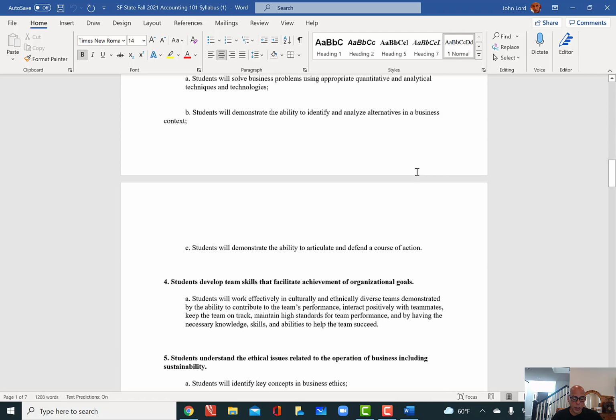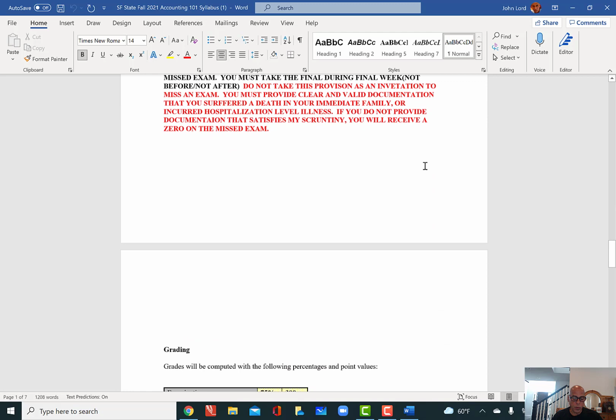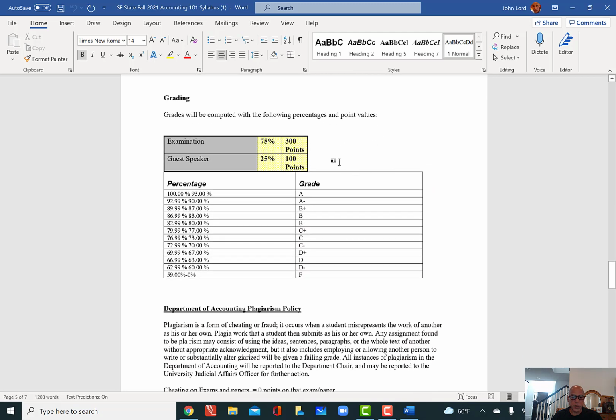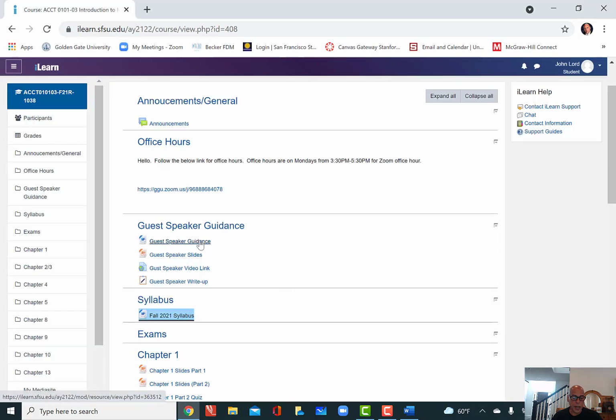But when you come over, you can read through some of the requirements that I'm going to go over in a minute, but you'll see that we have 100 points for the guest speaker write-up. This semester, you can see that I have the slides, I have the guidance. It's a 3-page paper that you need to turn in. You'll turn it in right here. When you click on this, it will allow you to submit your 3 pages. Just do it in Word and go ahead and submit those 3 pages.